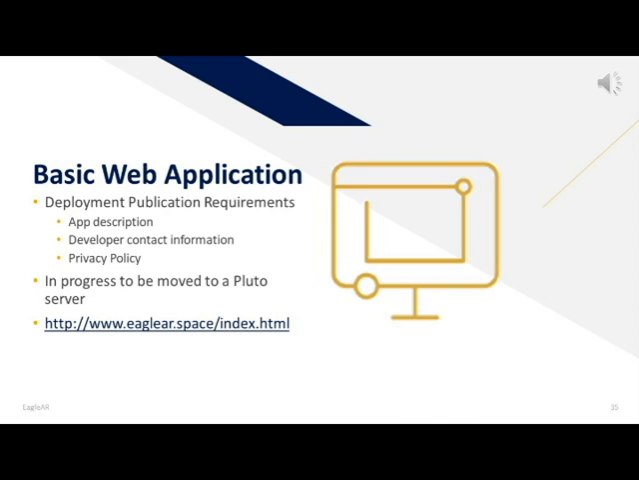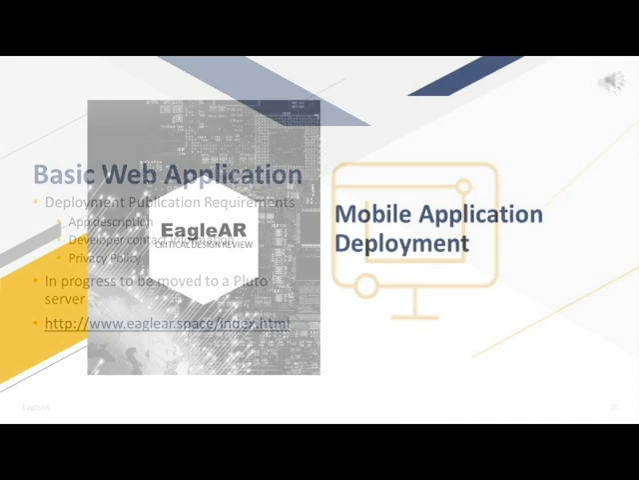Currently, we already have a basic web application, and this web application just meets all the requirements set forth by the Apple Store and the Google Play Store for deployment. This includes having an app description, providing developer contact information, and having a privacy policy. Now this website is in progress to be moved to a Pluto server so that future teams at Embry-Riddle can access this website, but the link shown in this website is the current URL for the website.